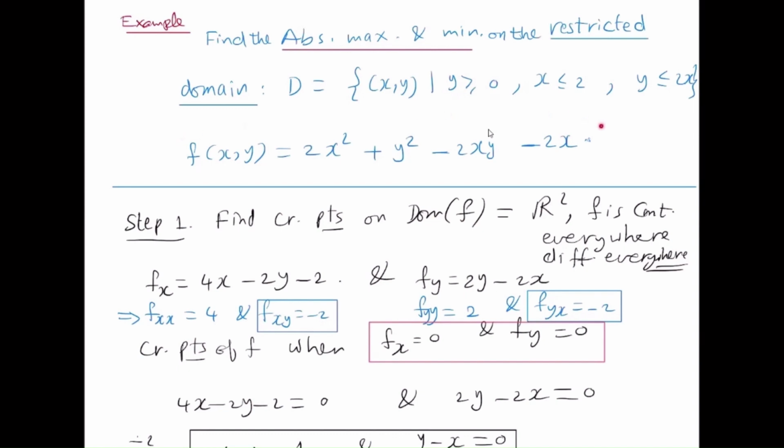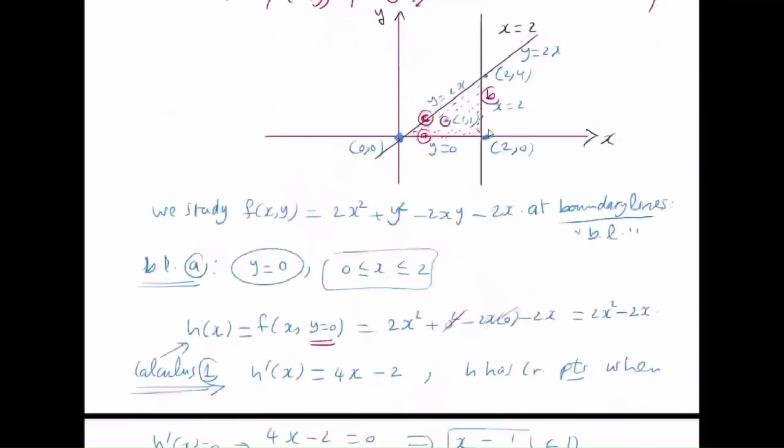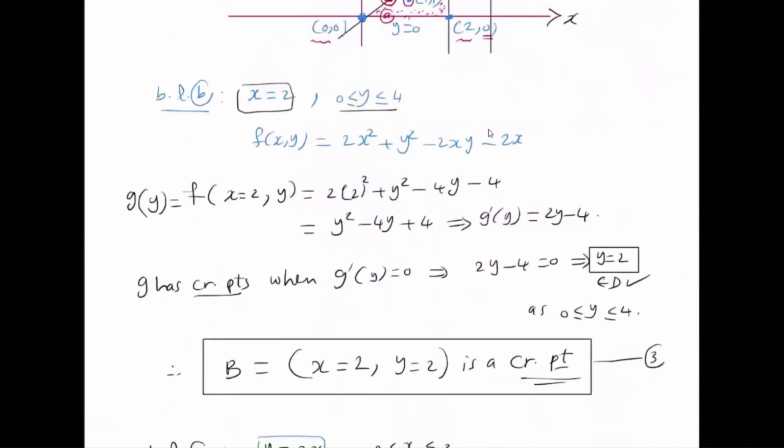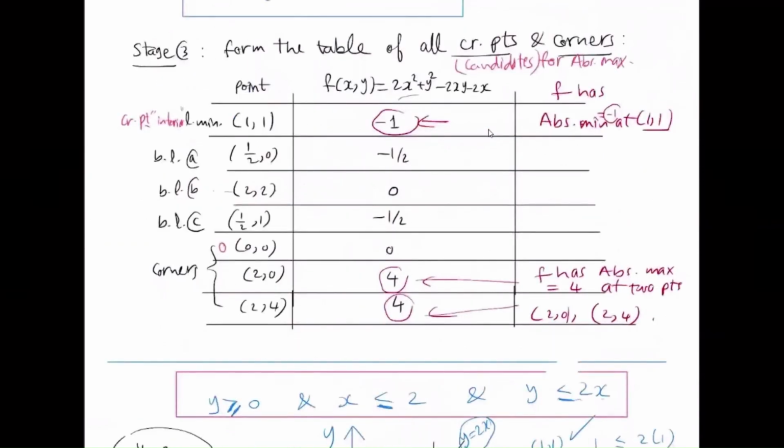Compare the values of this function at the critical points from stage 1, interior, and stage 2, the boundary lines, and the corners of the region, the cusps of the domain. And arrange this table, this is stage 3: form the table of all critical points, all the candidates for absolute max and min. This is the given function originally. Evaluate it at each of these points using your calculator easily. Use the calc button. It will make your life easy.